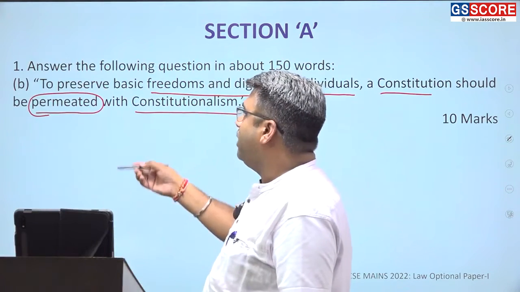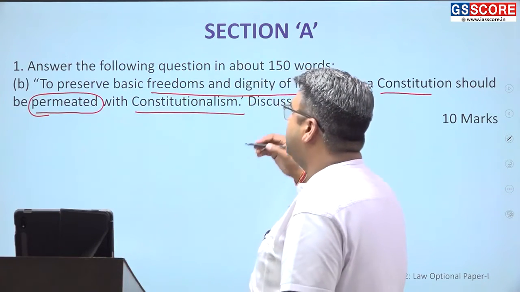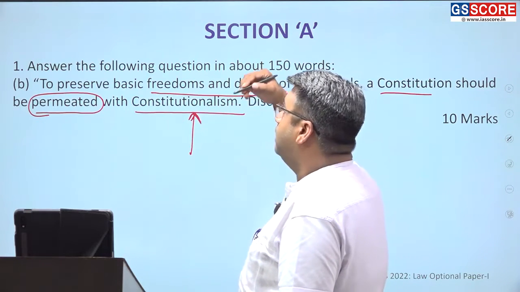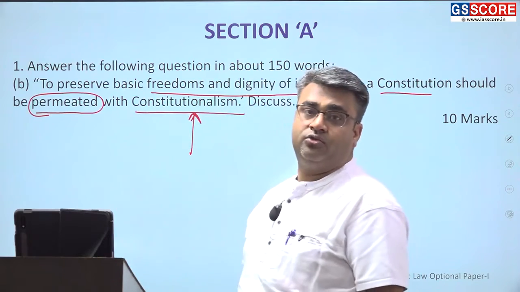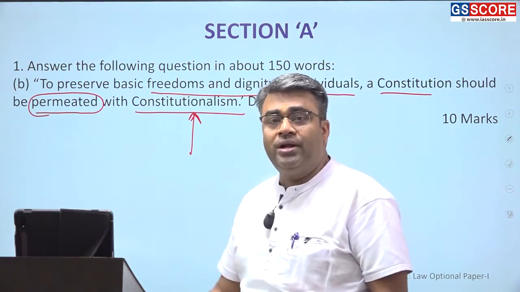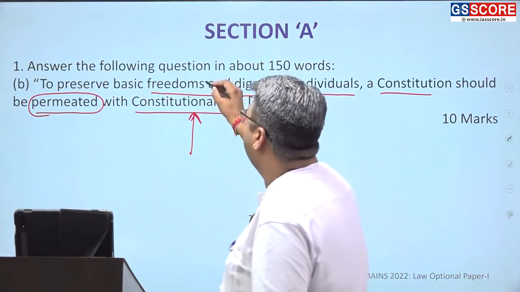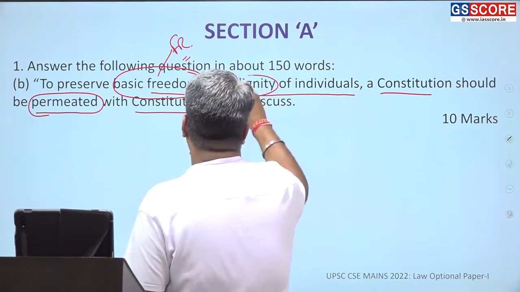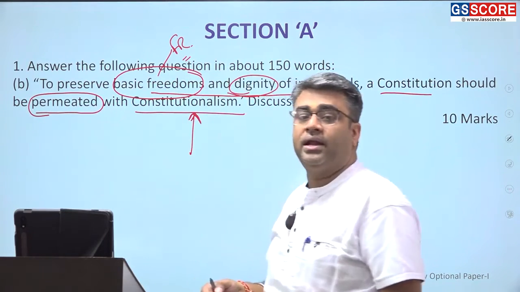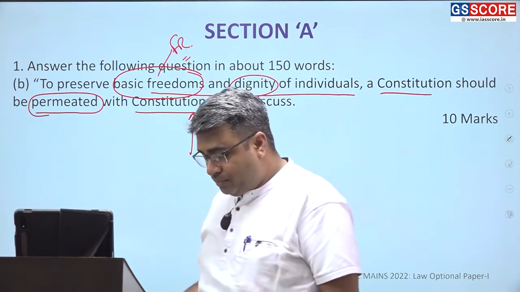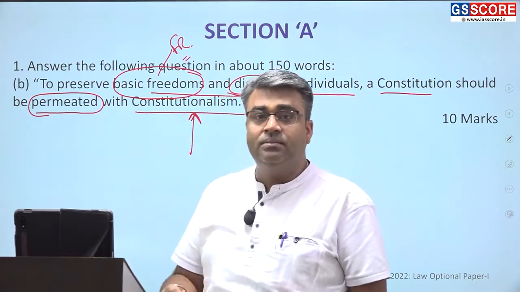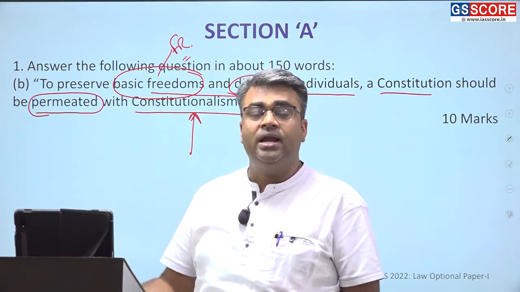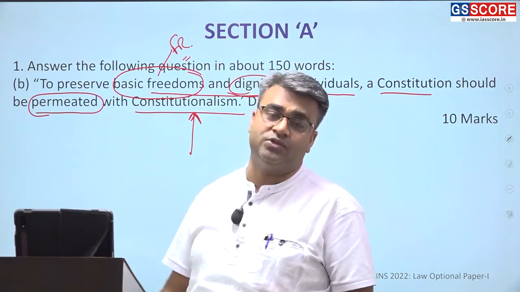So the ultimate point of this question is that you have to prove how constitutionalism is important for the society at large. How it is important to preserve the basic freedoms. Basic freedom means when we talk about the fundamental rights actually, and dignity. Once again, it is within the ambit of the fundamental rights only. So you have to mention how constitutionalism is important for the proper, you can say, enforcement of the fundamental rights, and up to some extent the DPSP as well.